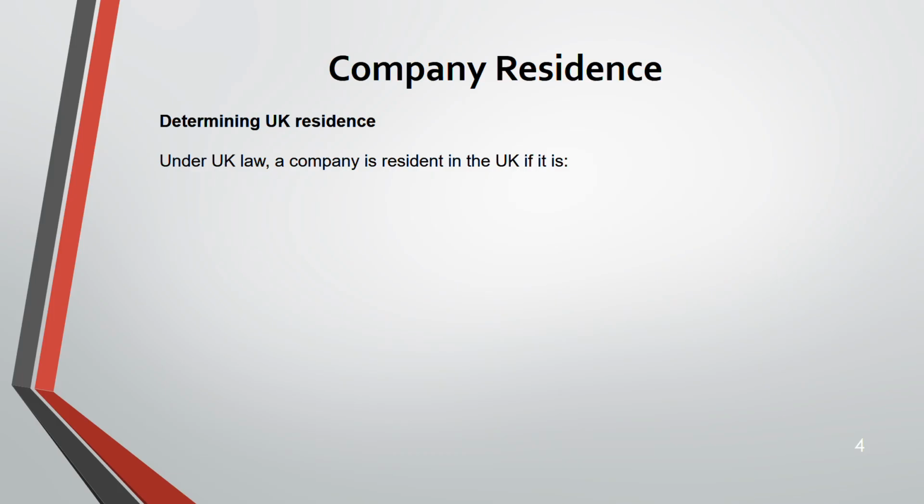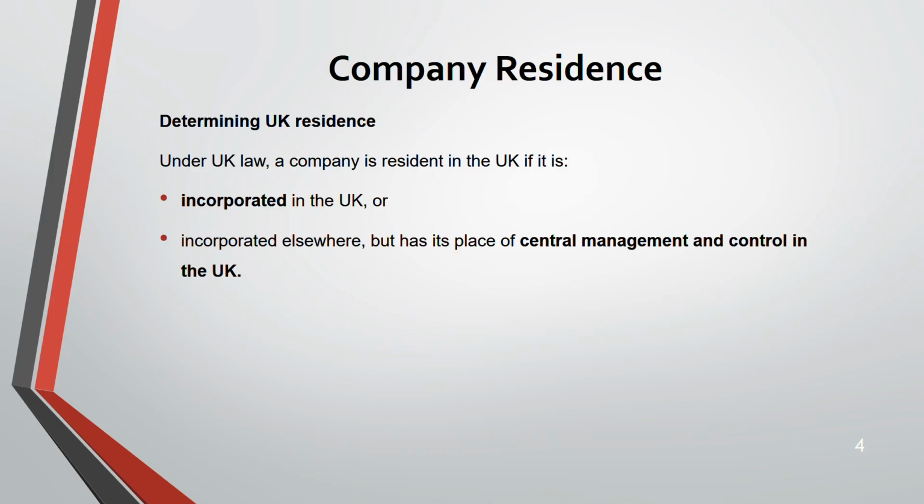Okay, so for individuals we have determined the residence. Now we are coming to the company. A company is resident in the UK if it is incorporated in the UK, or incorporated elsewhere but central management and control is in the UK. So two things: either the management and control is in the UK, or it has been incorporated in the UK. Then it is known as a company resident in the UK.